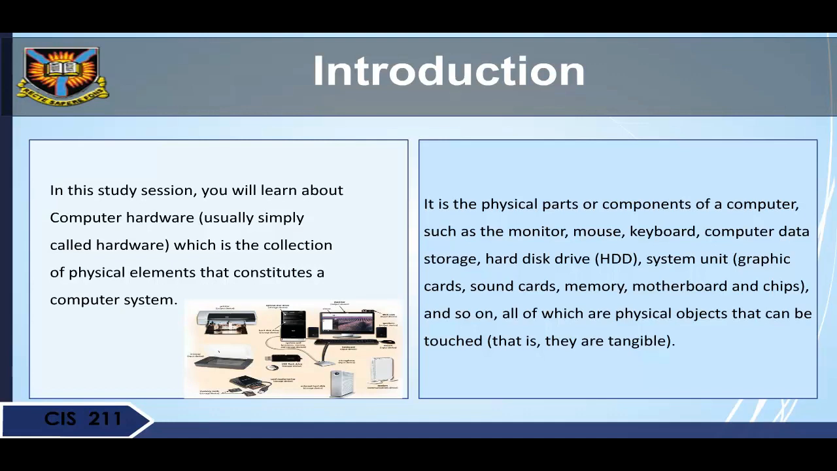It is the physical part or component of a computer, such as the monitor, mouse, keyboard, computer data storage, hard disk drive (HDD), system unit, graphic cards, sound cards, memory, motherboard and chips, and so on, all of which are physical objects that can be touched, that is, they are tangible.